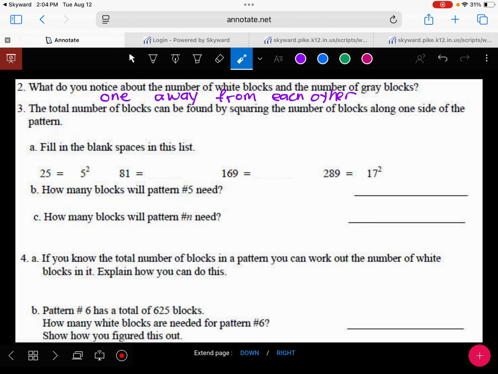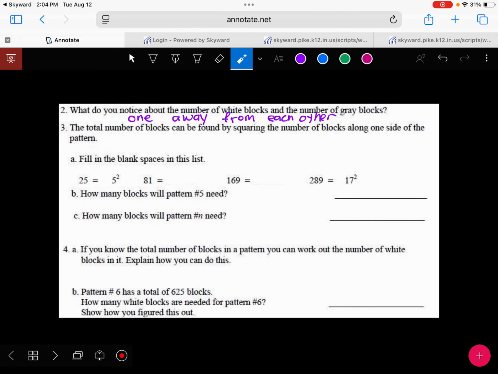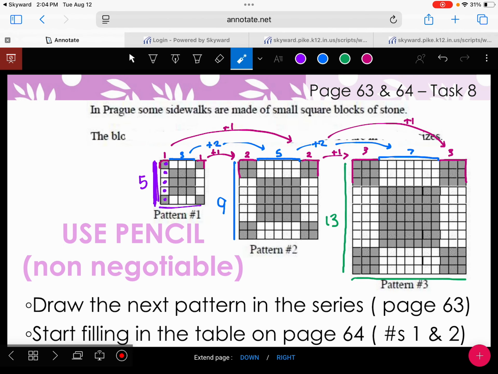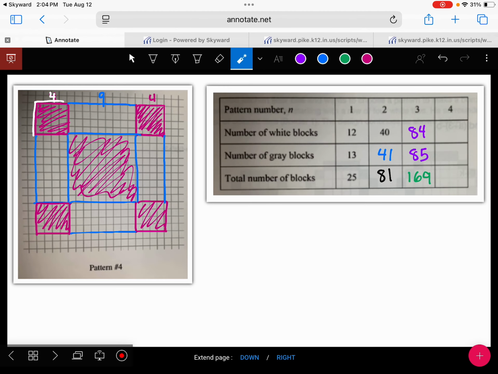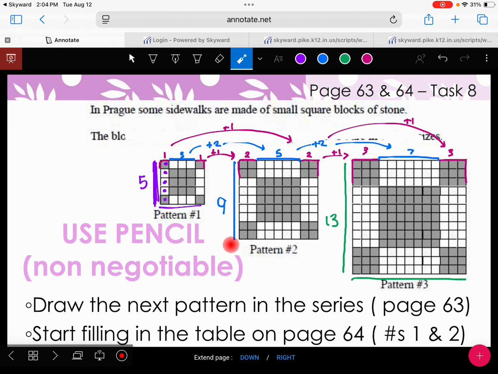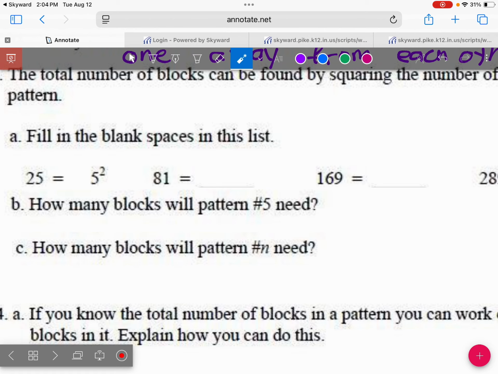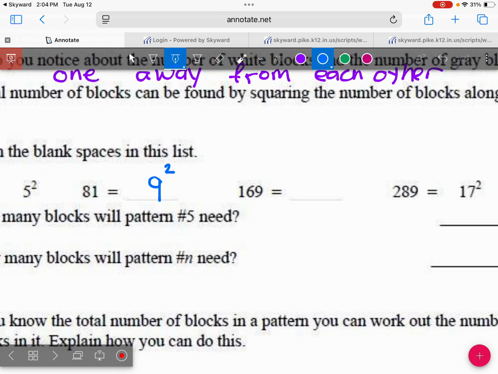So they're trying to help us out here on this next part in 3A, trying to help us spot a pattern that we've already started to notice. And that was that we had our 5 times 5 that gave us our 25. 81 we got from our 9 by 9. So if we're looking over here on 3A, it's talking about how 25 came from 5 squared, 81 comes from us doing our 9 squared, 169 came from our 13 squared.